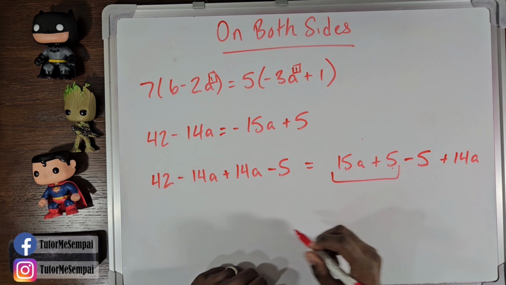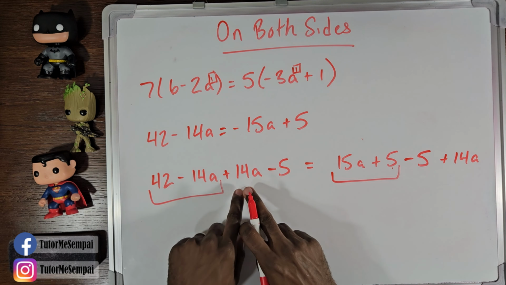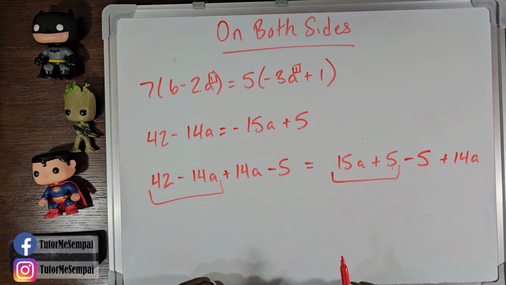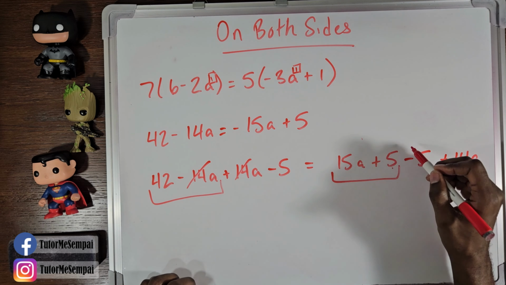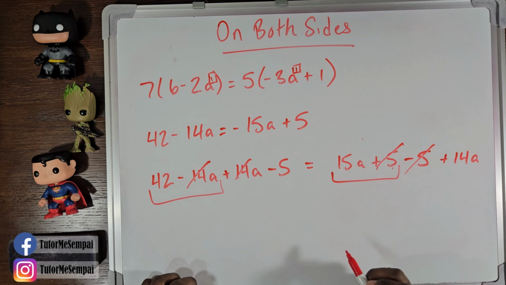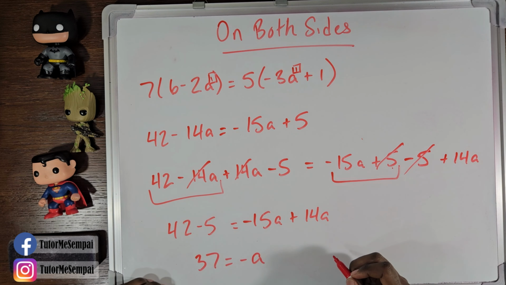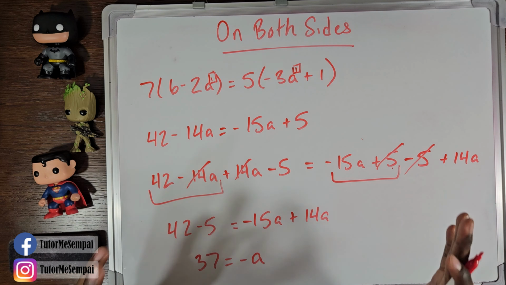So this is what you started with. And this cancels that. This cancels that. And this is just you being consistent on both sides. Now, you've canceled these out effectively. You're left with 42 minus 5 equals, sorry, negative 15a plus 14a, which gives you a 37 equals negative a. Now you may think you're done here, but you aren't.